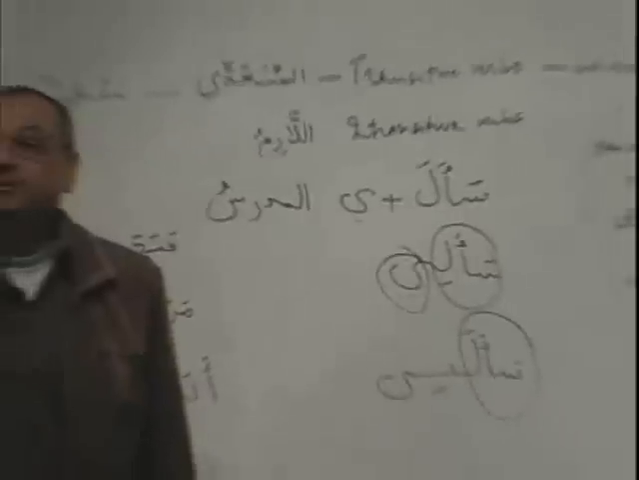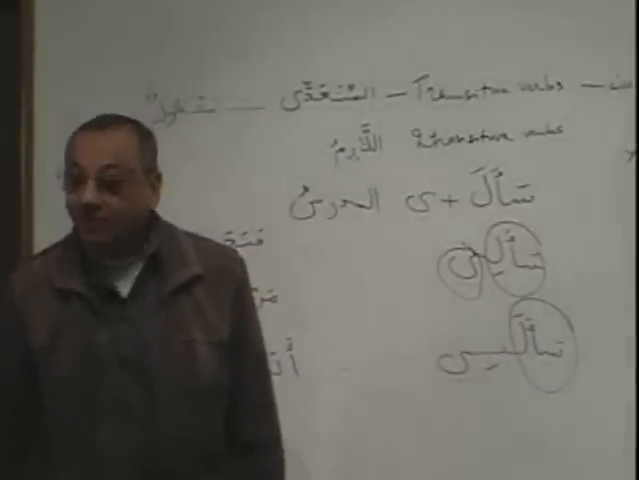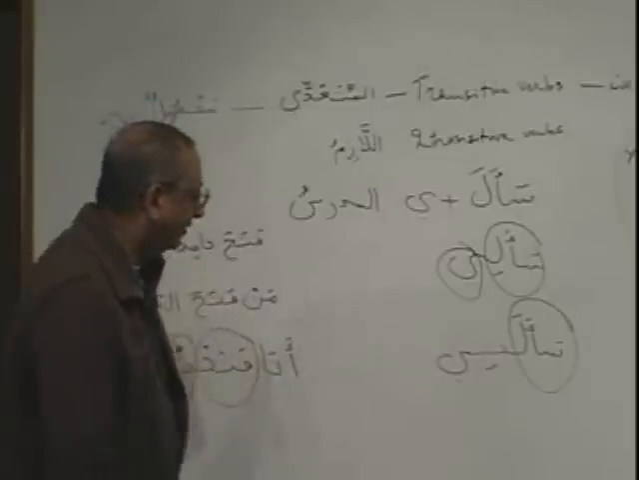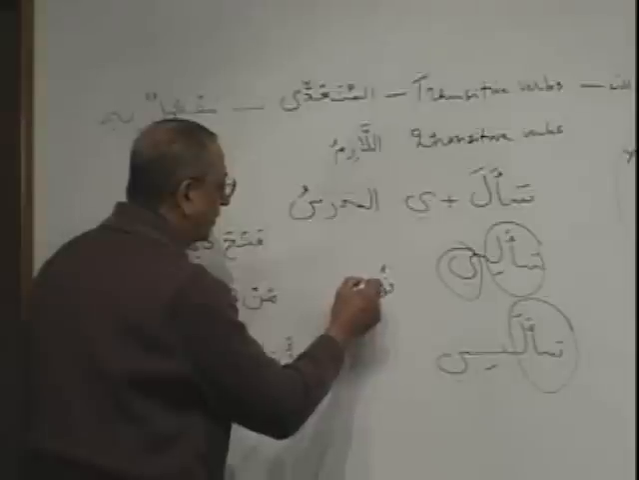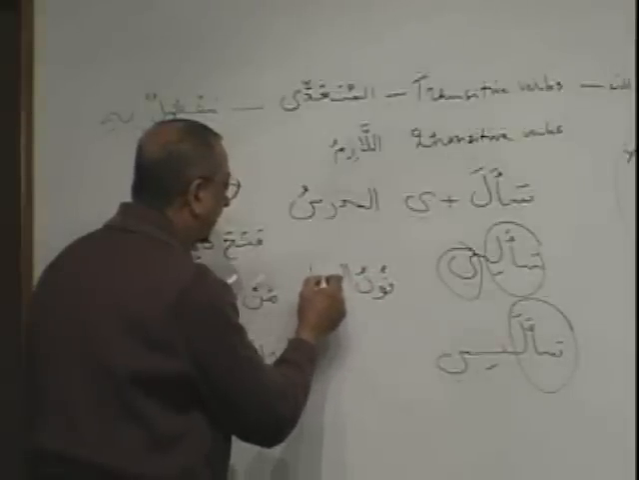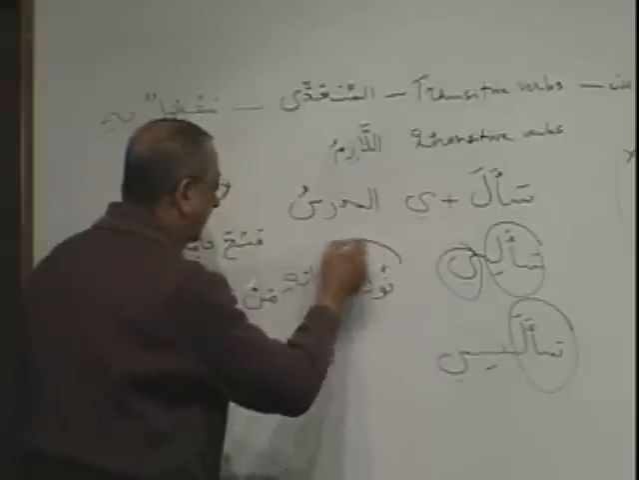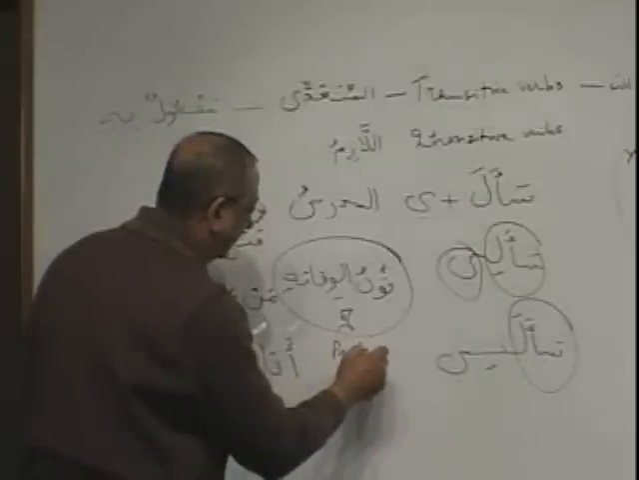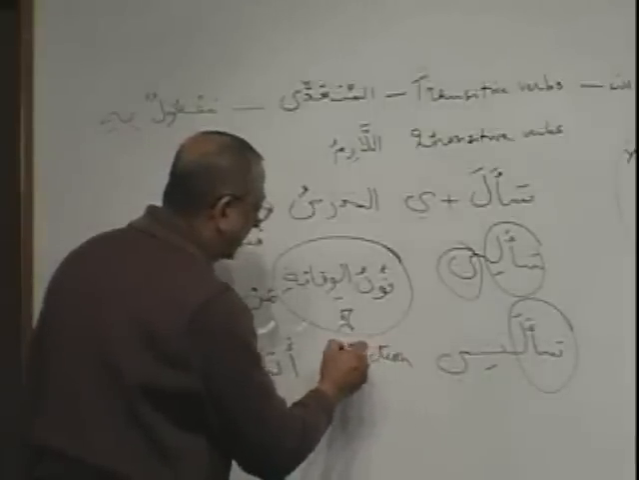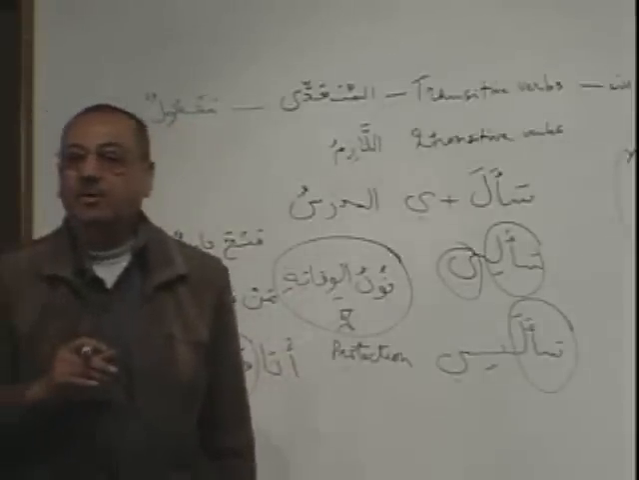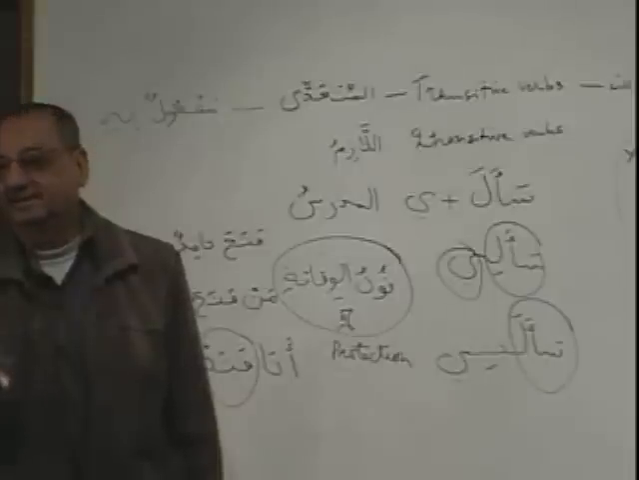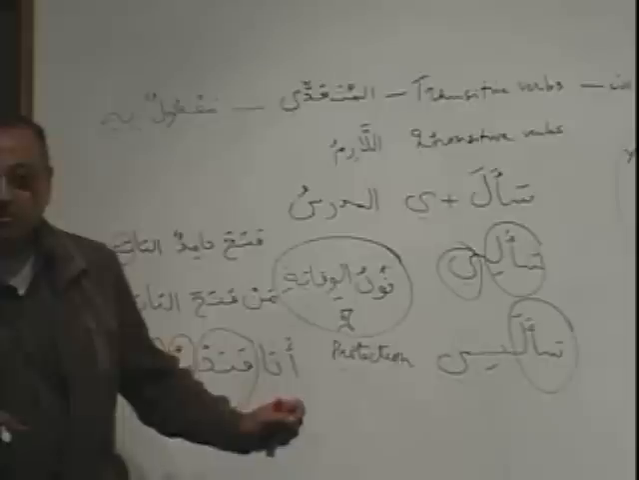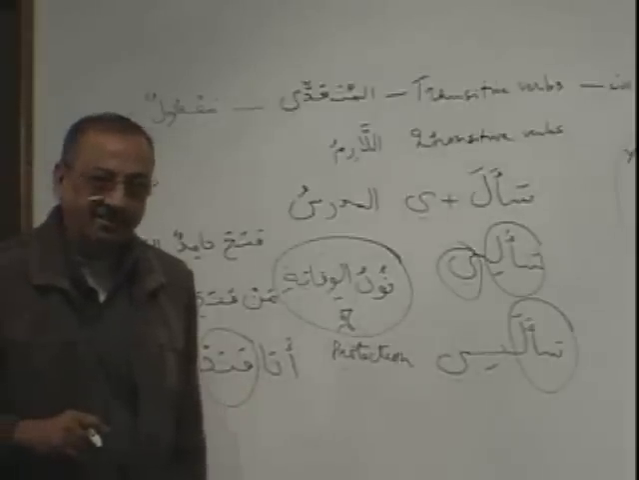What is this noon called? Nunul wiqaya. Noon of protection. Nunul wiqayati. Noon of protection. See, Nunul wiqayati, what kind of a murakkab is this? Mudaf mudaf ilayhi. So you can give "of" in between. Noon of protection. You got the idea, brothers and sisters?